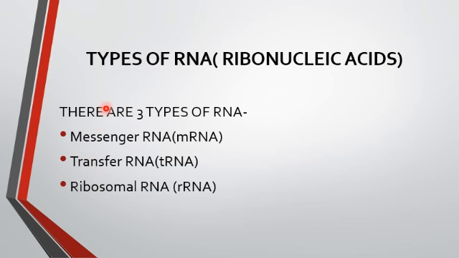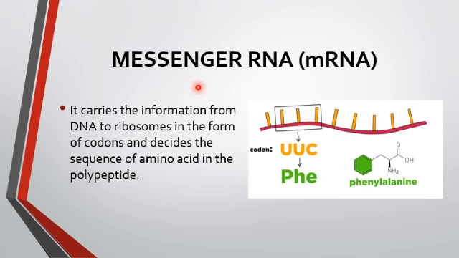Types of RNA, that is ribonucleic acids. There are three types of RNA: messenger RNA, mRNA; transfer RNA, that is tRNA; and ribosomal RNA, that is rRNA. The first is messenger RNA. The m should be small and then there is RNA.